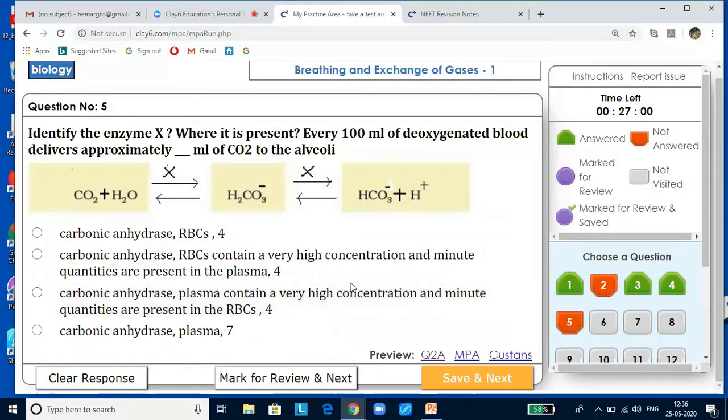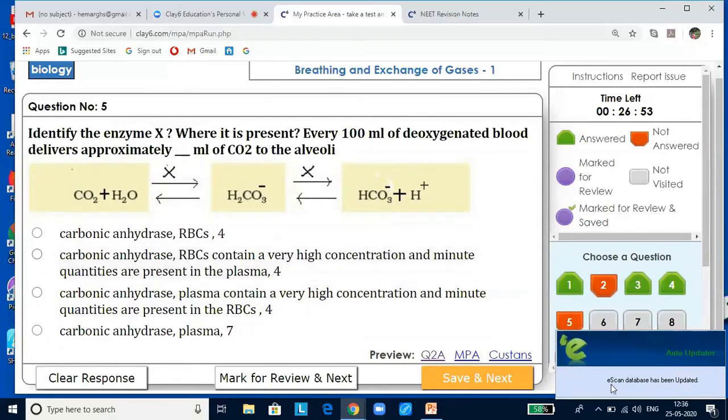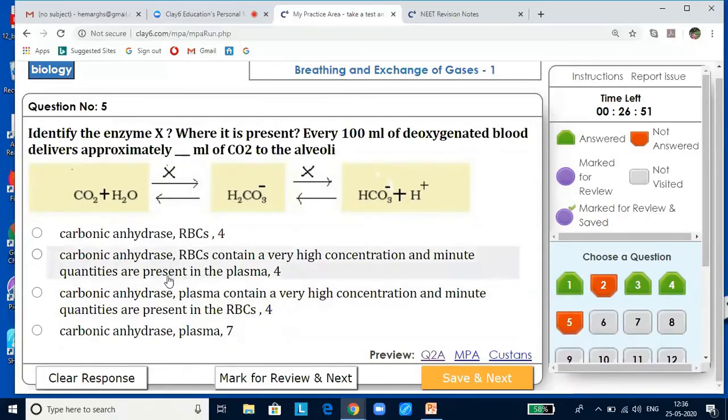Now let us look into the choices. Minute quantities are present in the plasma. So carbonic anhydrase, RBCs contain a very high concentration. So every 100 ml of deoxygenated blood delivers approximately 4 ml of carbon dioxide to the alveoli.